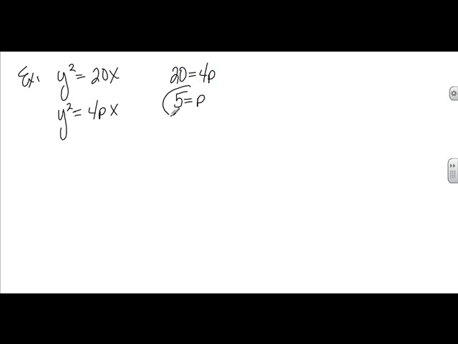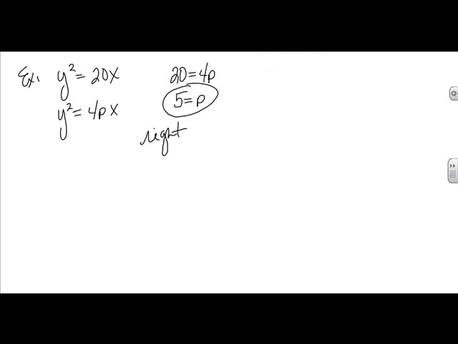Alright, say we've got the equation y squared equals 20x. That fits the basic form of y squared equals 4px. So I know this is a parabola that either opens to the left or to the right, and which way it goes is going to depend on the value of p. 20 equals 4p, so it's easy to find the value of p is 5, so that tells us that our parabola is going to open to the right.